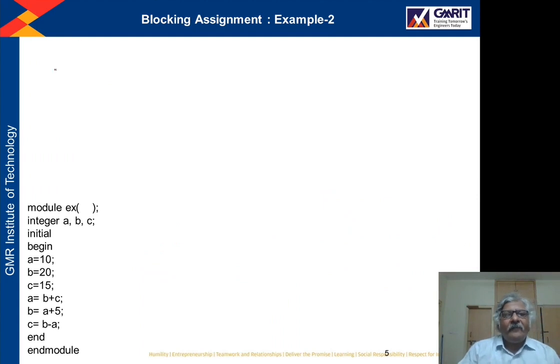Now we see another example. So here again A, B, C are integers.